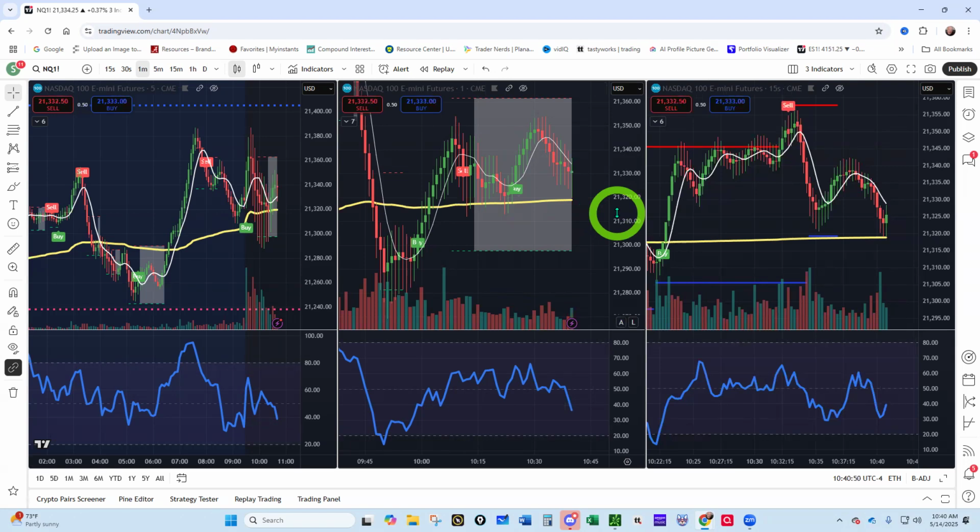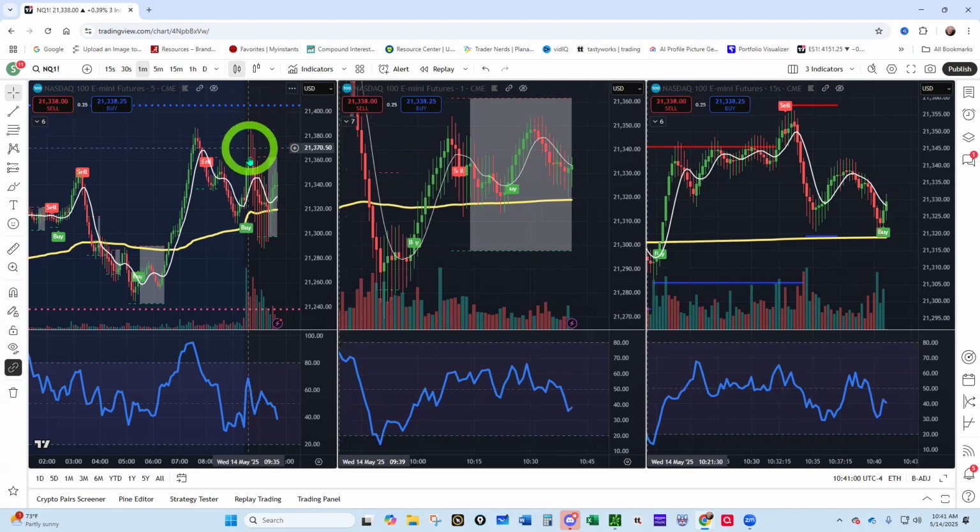What's the overnight high and low? Let's see, right here, 21,404. So you're a long way away from both of them. Yeah, here's the low. So we're just kind of ranging in between them.